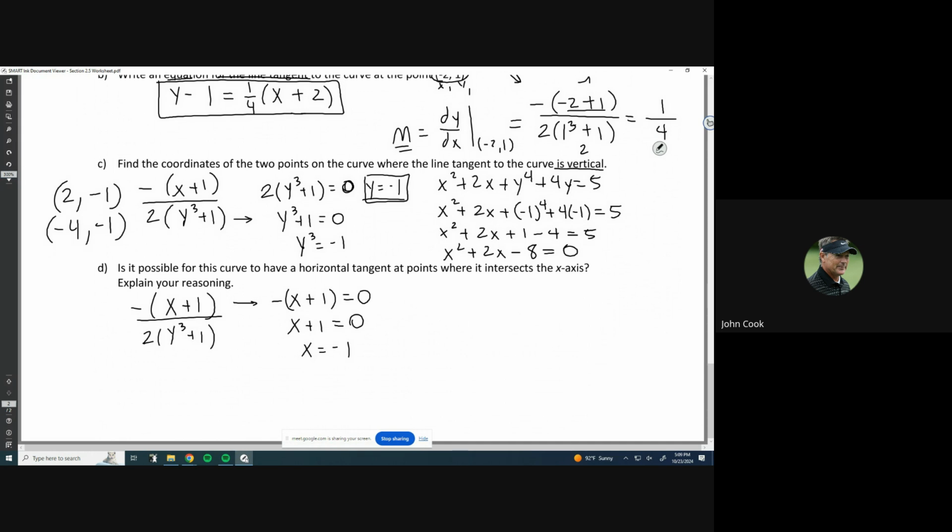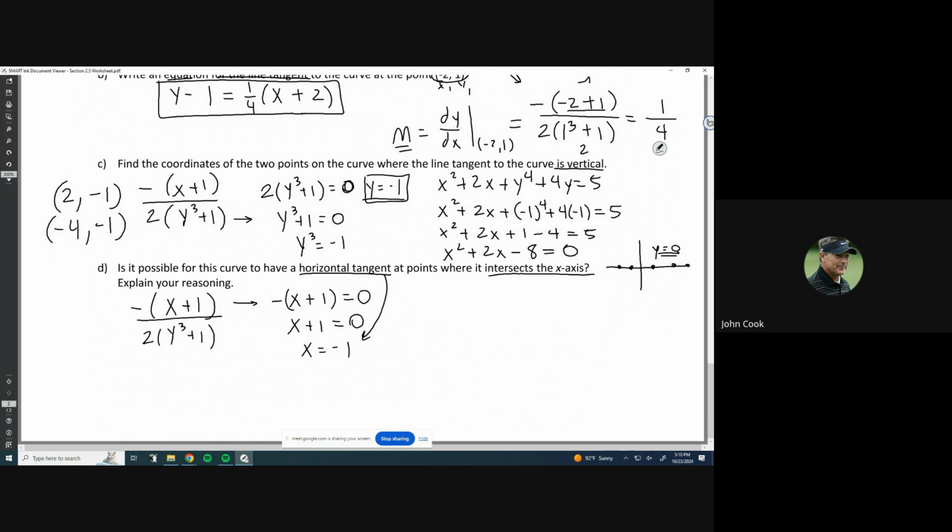So is it possible to have this curve have horizontal tangents? This is the condition that I need at points where it intersects the x-axis. If it intersects the x-axis, that means the y value would be equal to 0. So it'd be a coordinate that intersects with the x-axis here. It could be any point, but the main thing is that the y value has to be equal to 0. It must be equal to 0.